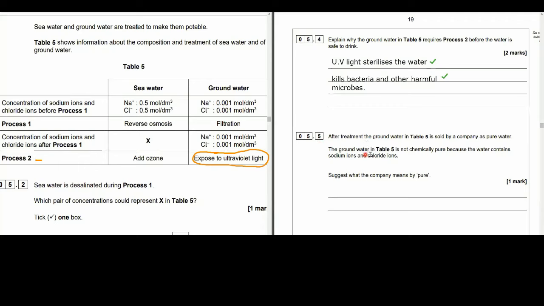Now, 5.5, after treatment, groundwater in Table 5 is sold to a company as pure water. Suggest what the company means by pure. Well, it's not pure as in it has no other substances in it. It has sodium and chloride ions dissolved in it. But what they mean is it doesn't contain any additional chemicals. It's natural. It only contains the things that naturally occur in groundwater. The sodium and chloride ions come from the rocks and the materials around the water. There's nothing additional been added. Or we could say it doesn't contain any harmful substances or microbes or bacteria.